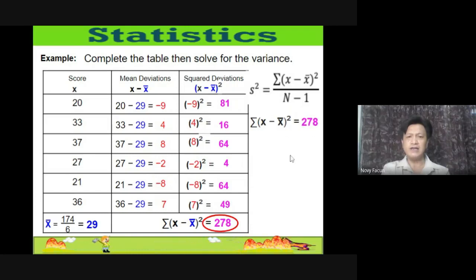And yung n natin, di ba? Ano ba yung n natin? Yung number of observation. Kung ano yung pinang-divide natin doon. Yun yung 6. Kaya nga, yun yung kukunin natin. With that, we can now substitute to the given formula.